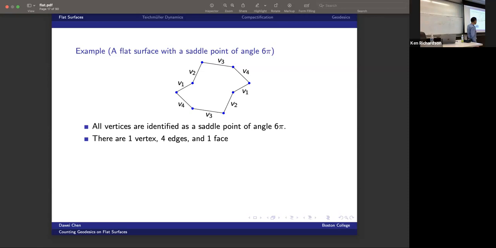V1, V2, V3, V4, each one appears twice. After identifying, we only get 4 different one-dimensional cells. And there is one face, the interior of the polygon. If you run the Euler characteristic formula, you get that the genus is 2. Right? 2 minus 2g is 1 minus 4 plus 1. And here I only did a topological picture to show the genus is 2. So the flat metric and the special angle of the saddle point give an additional structure on this genus 2 surface. But yeah. So far you assume that all the surfaces are orientable, right?